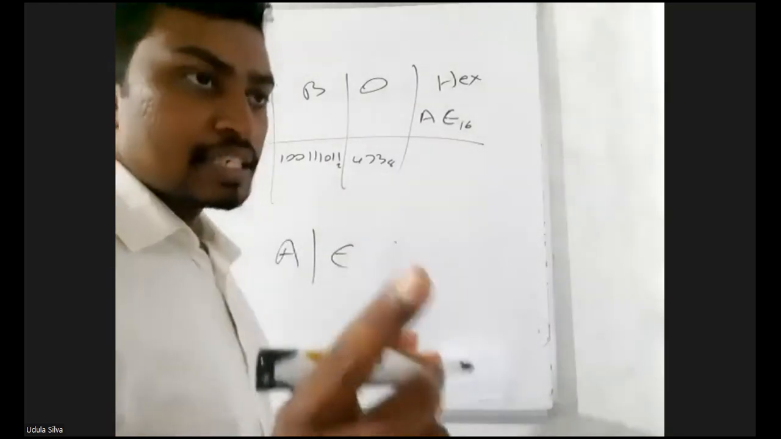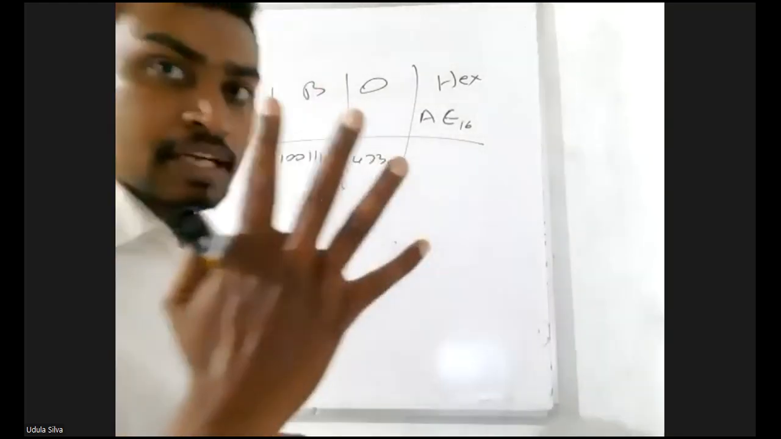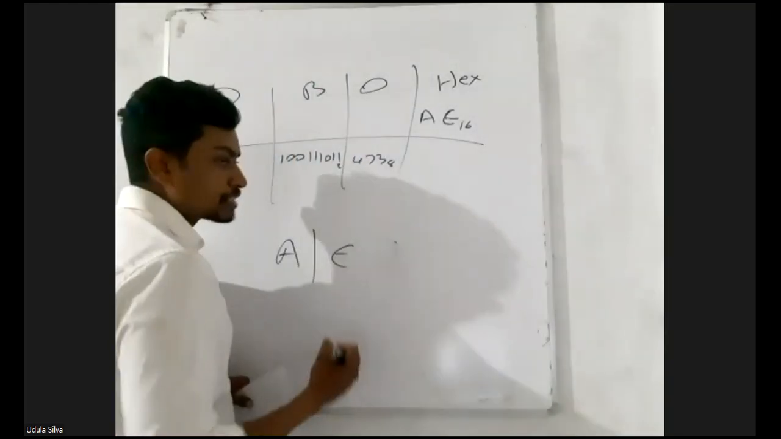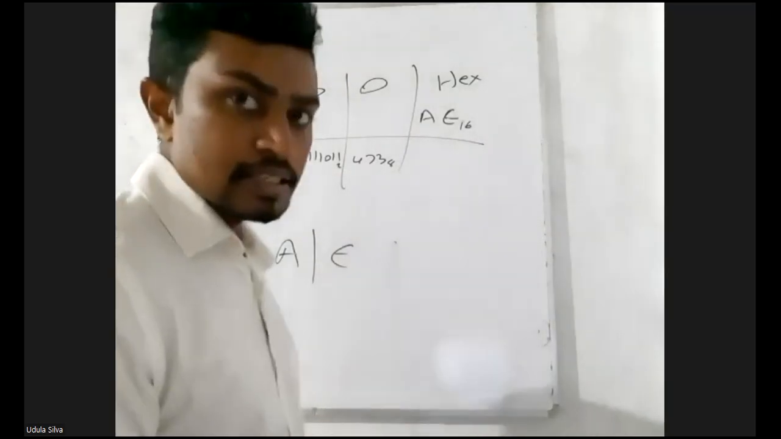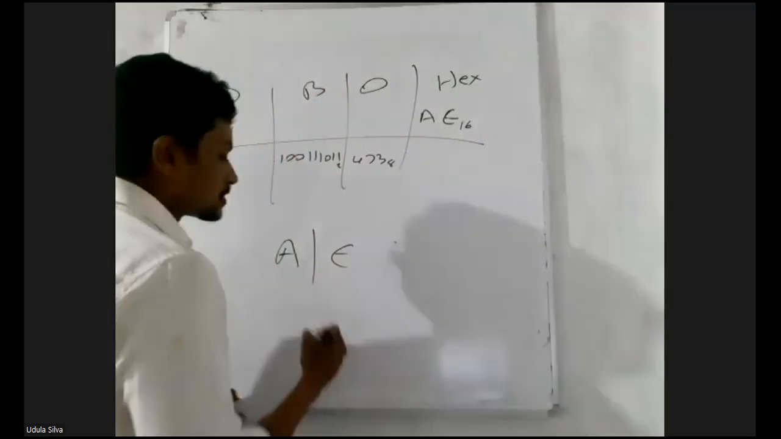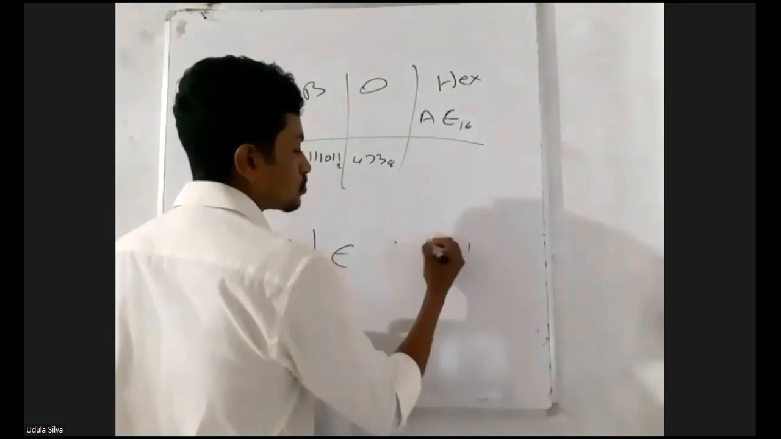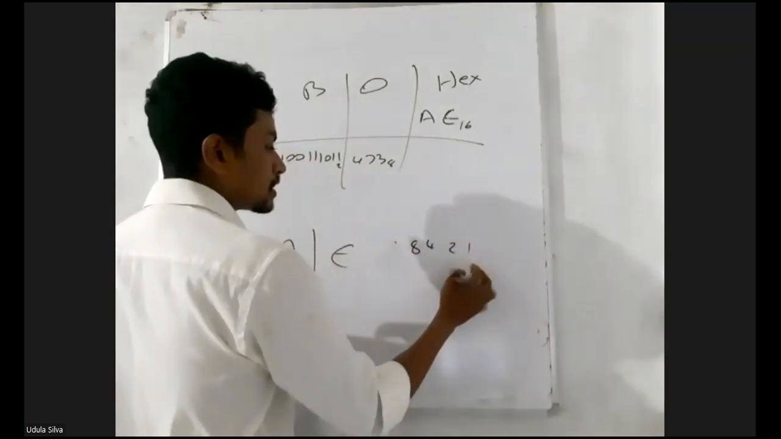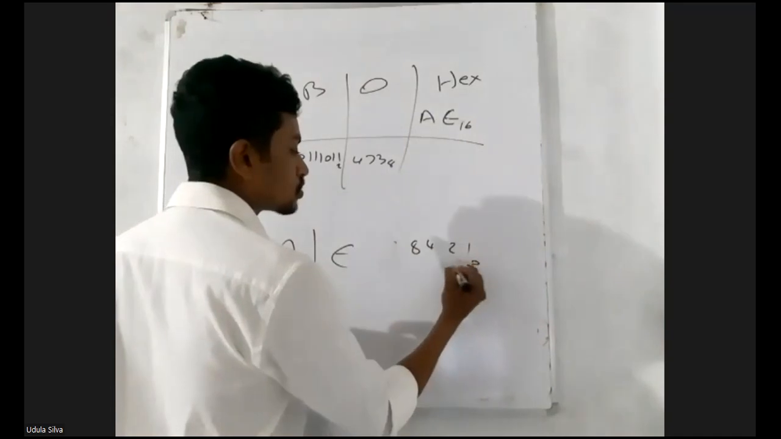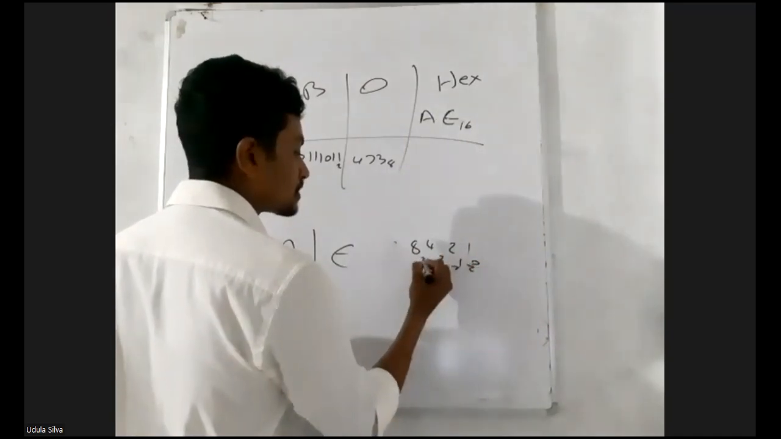Each hexadecimal digit will be represented by 4 binary bits. E means what? E means 14. 100% 14. 1, 2, 4, 8. Binary values again: 2 to the power 0, 2 to the power 1, 2 to the power 2, 2 to the power 3.